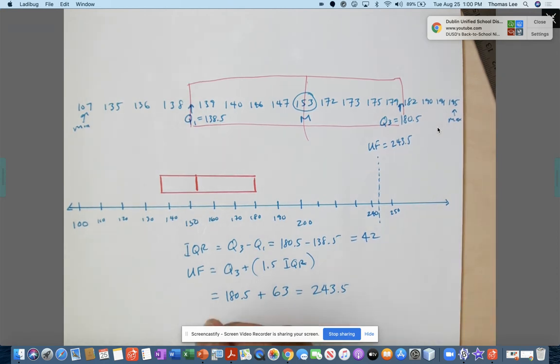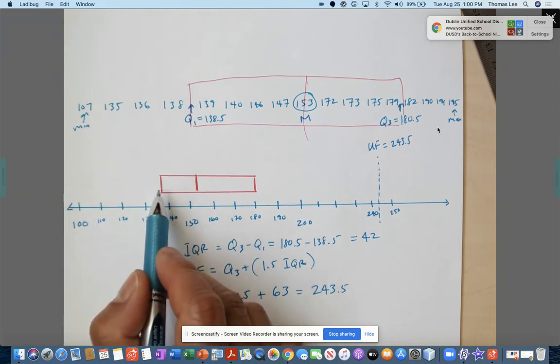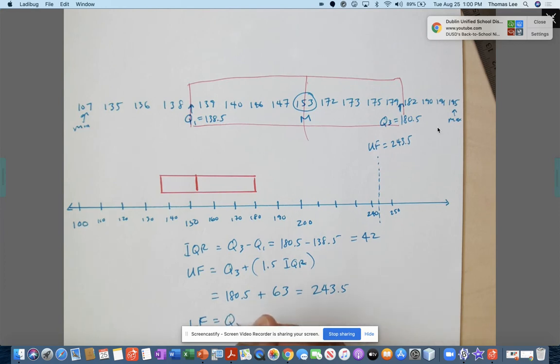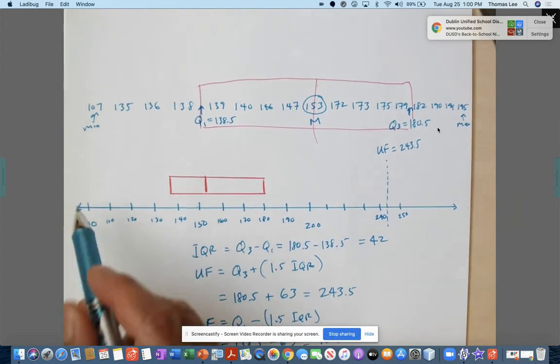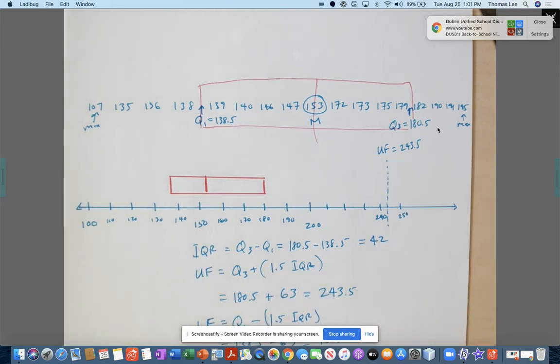Okay, my lower fence, I'm just going to go to the left of this end, and that end is Q1. So it's going to be Q1 minus, because I'm going to the left, 1.5 times IQR. So it's going to be 138.5 minus 63. So that is equal to 75.5. Okay. So that lower fence is actually off my graph here. Okay, so I'm not going to draw it, but it would be way over here at 75.5. I would draw the same kind of dashed line, and I'd say LF equals 75.5.